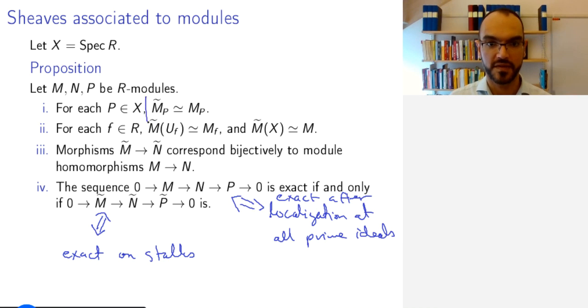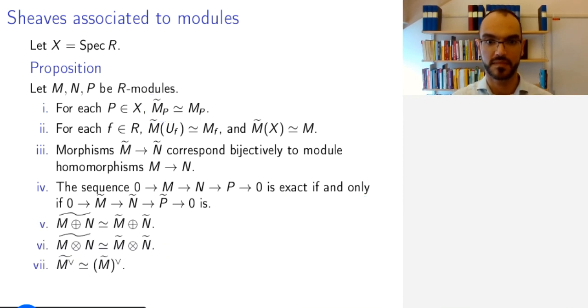But from the first property, since the stalks are exactly the localizations at prime ideals, these two are the same thing, so therefore the exactness is equivalent. And one can show that this construction commutes with tensor products, duals, and direct sums. So the sheaf associated to the direct sum is the direct sum of the sheaves associated to M and N.